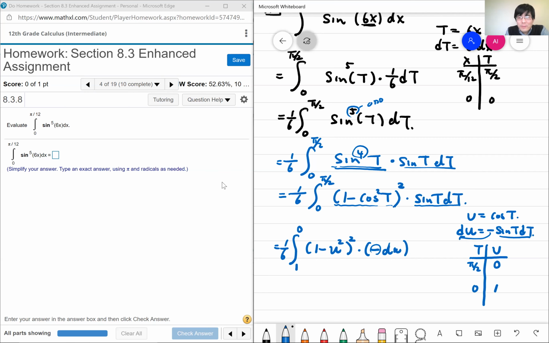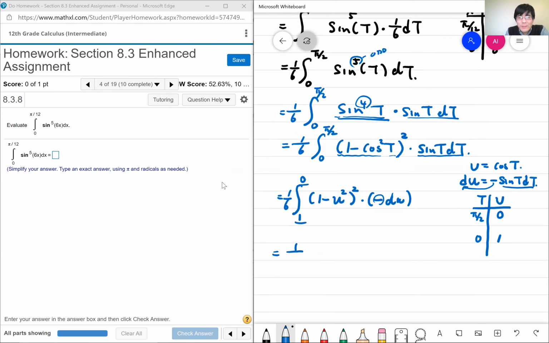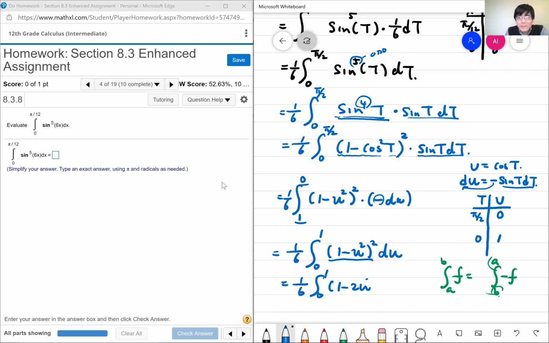Let's put this negative to change the order of the limits. What it means is, just to make this computation a bit easier, I used that the integral from a to b of f is equal to the integral from b to a of negative f. So I can flip the order. Now expand this one and integrate.